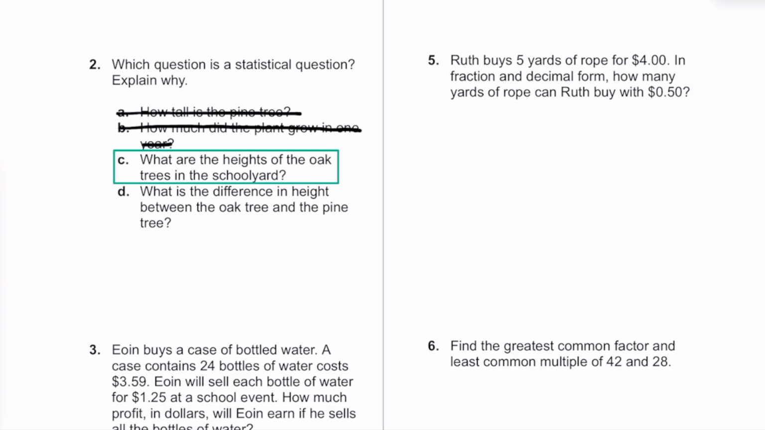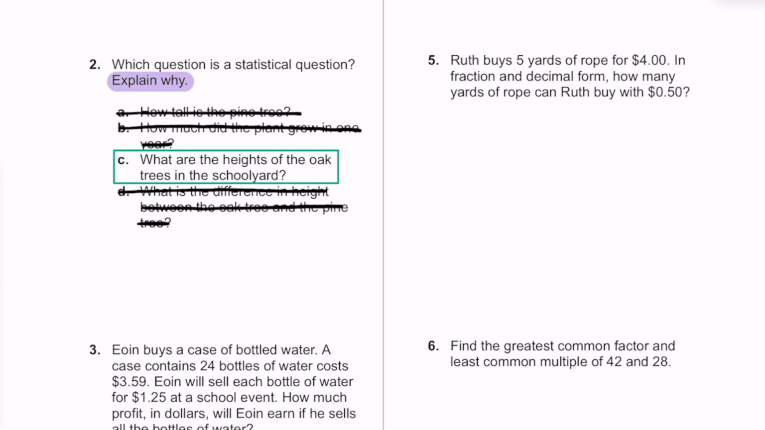Now, we know D is not going to be statistical because we found our answer here and there's only one answer. But we can say here, the question is, what is the difference in the height of the oak tree and the pine tree? So there would only be one answer to this question because you would find the height of that oak tree and pine tree and just subtract them. And there would only be one answer to that question. So this is not a statistical question either.